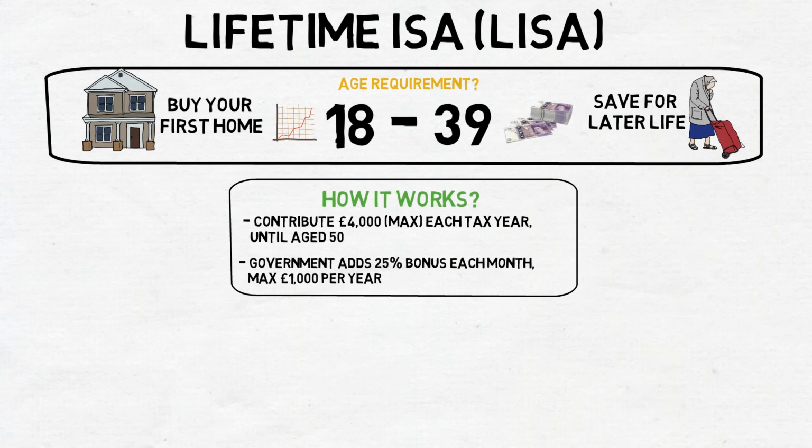Please note that while you can contribute to both a Help to Buy ISA and a Lifetime ISA, you can only claim the first-time buyer bonus from one. But you can transfer your money from your Help to Buy ISA to your LISA and vice versa.